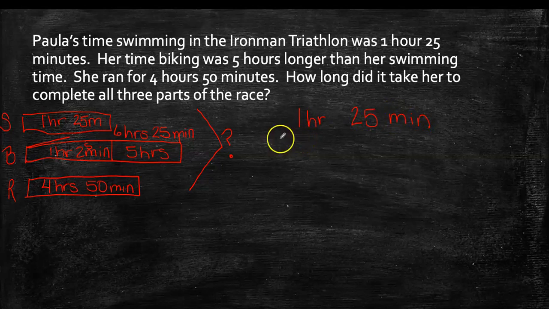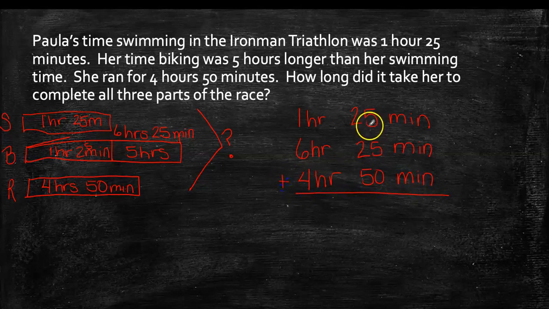I have a total of 6 hours, 25 minutes. So I am going to just do it that way instead of doing the 2 other parts. And then I have a 4 hour, 50 minutes. I'm going to add them together. 5 ones plus 0 ones is 5 ones. 2 tens plus 2 tens is 4 tens, plus 5 tens is 9 tens. So we have 95 minutes.